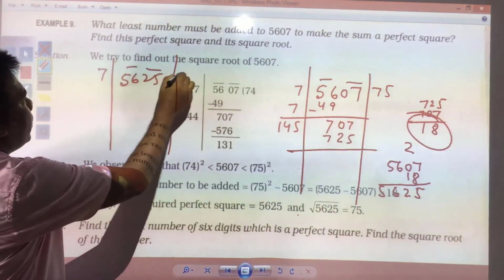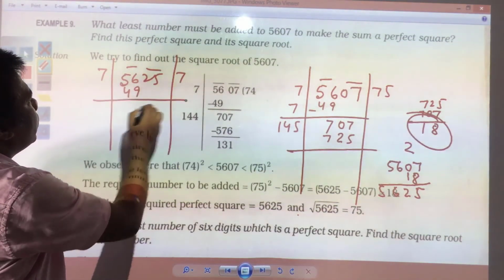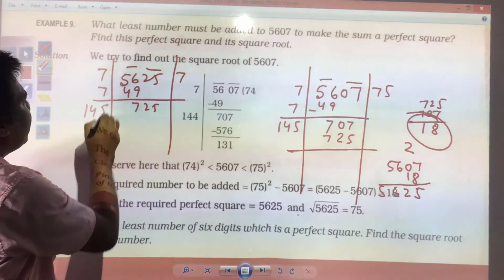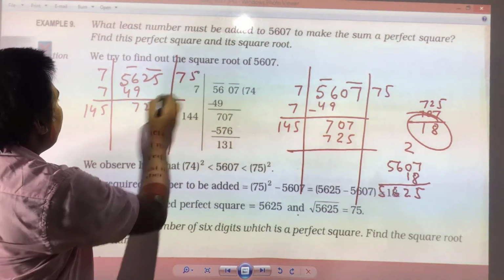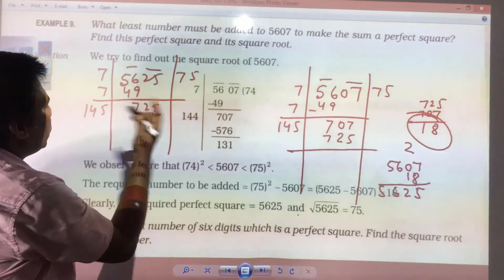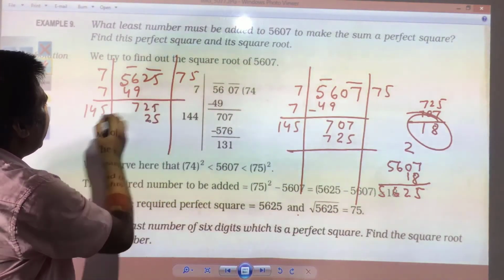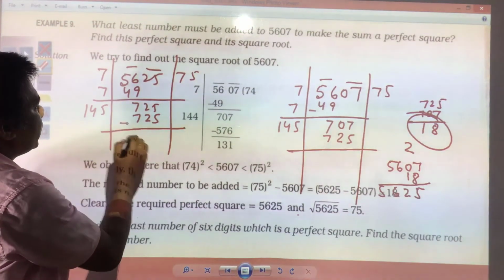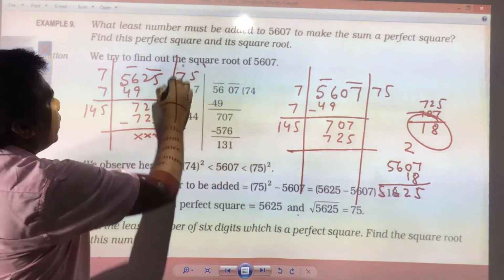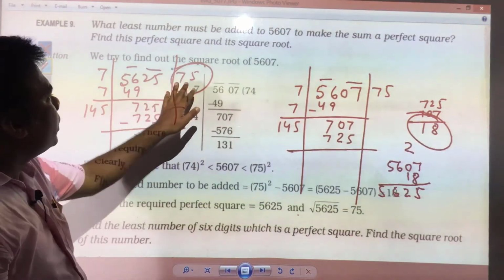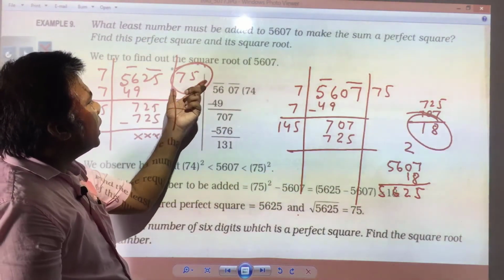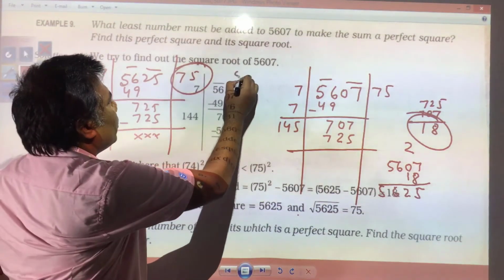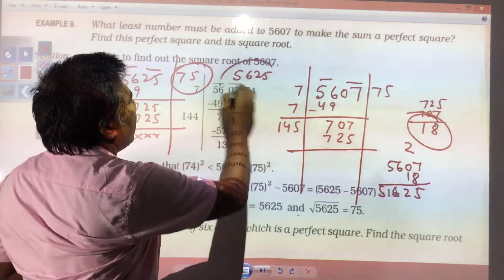Here you see 7 sevens are 49, you will get 7 over here, 25, 14, then 5 times it will go: 5 fives are 25, 5 fours are 20 and 2 is 22, 5 ones are 5, and 1 and 2 is 7. So if you are subtracting, you will get 0. It means what you have got? 75. It means you have found out the square root of 5625. It means 5625 is a perfect square.